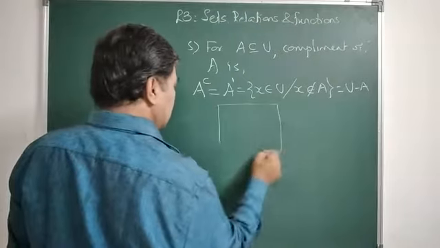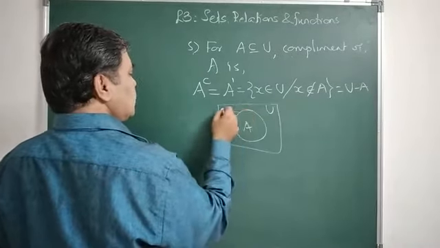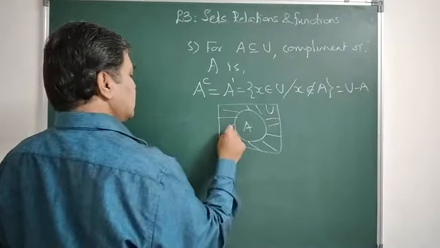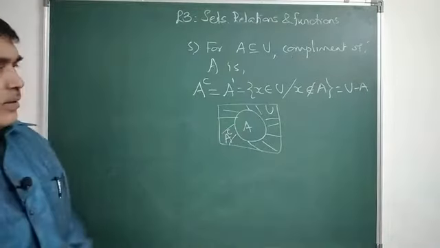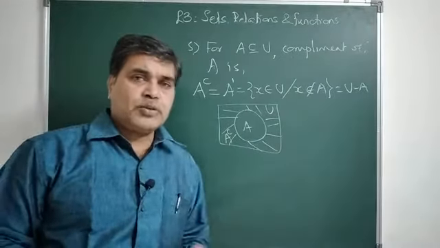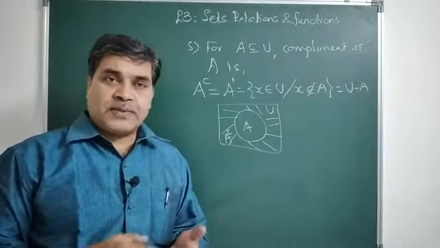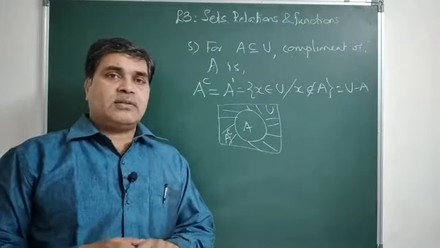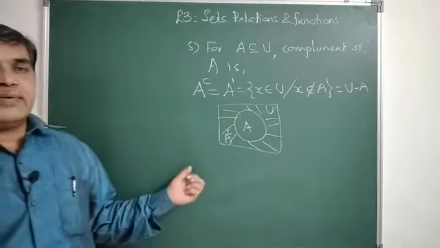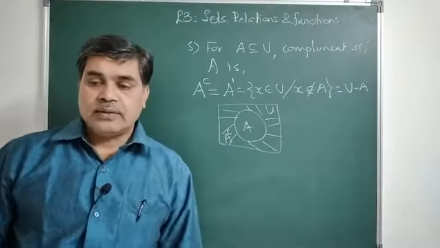So this is my A, a subset of U. Then what is A complement? The shaded portion is nothing but A complement. Relating a given set to its complement is also an operation, but to talk about the complement of a given set we require only one set. That's why it is a unary operation, as we require only one subset.